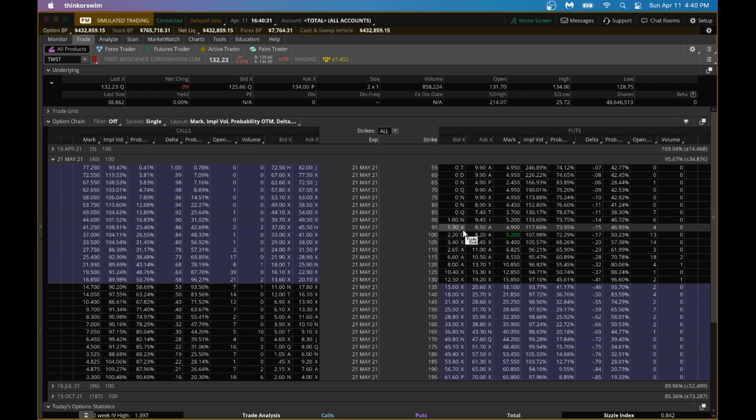So let's go around delta 17, delta 20, delta 32, 120. So let's sell a 120, 110 spread.